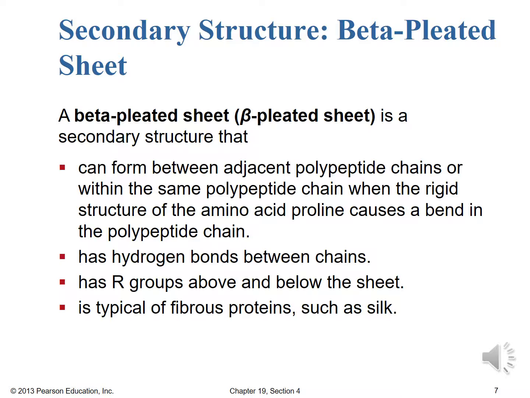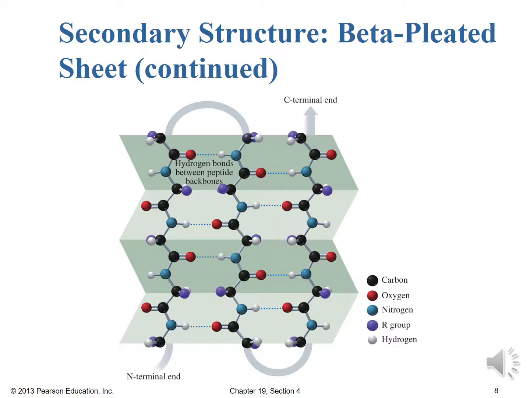So silk obviously prized for its softness and feel, and its key feature would be these beta-pleated sheets that as we said, form between adjacent chains or within the same chain when you have proline residues. And so here we can see why it's known as a beta-pleated sheet.